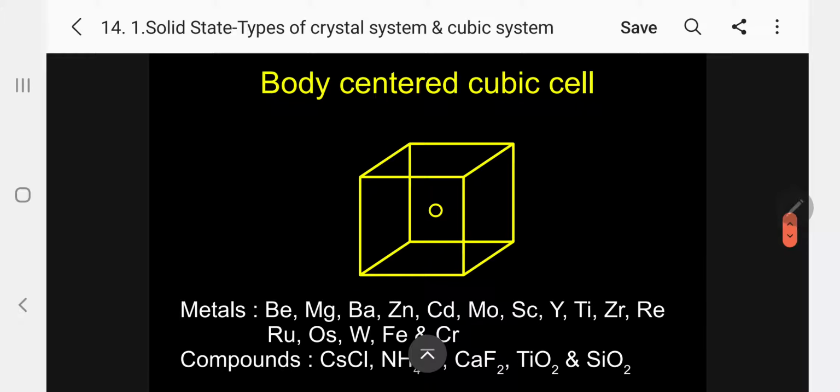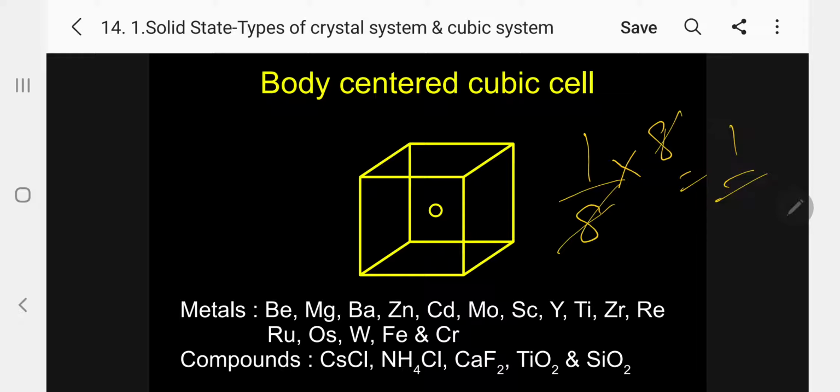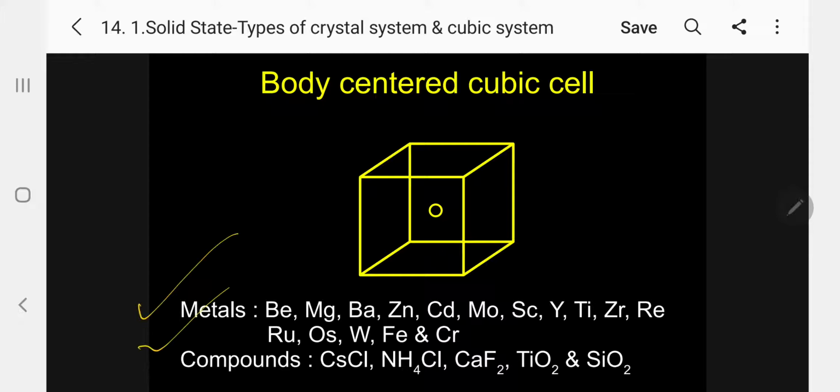Now coming to the next one, the body-centered cubic cell. What is a body-centered cell? Additional to the one atom due to the corners, we have seen already the 8 parts occupying the corners. It is 8 corners into 1/8, so we get one atom. That is in the case of simple cubic. But in this case, 8 corners are occupied, and additionally there is one atom at the center. That is the body-centered cubic cell. So there are 2 atoms here. The most important thing I want to say is that you have to memorize the examples. Body-centered.